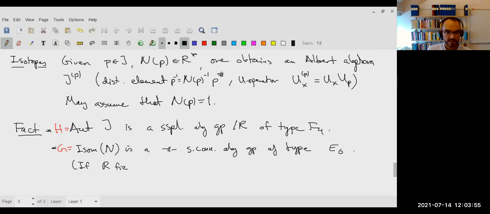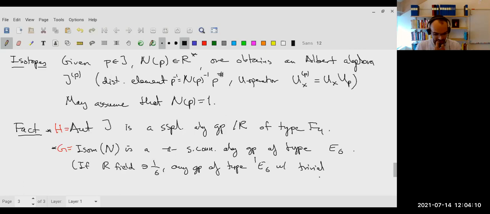So if R is a field containing 1/6, then any group of type E6-1 with trivial Tits algebras. The Tits algebras, as you probably know, are endomorphism algebras of some representations of the group, and these are central simple algebras, so we want them to be split. This is what is known as trivial Tits algebras. But anyway, it's some proper subset of these groups.